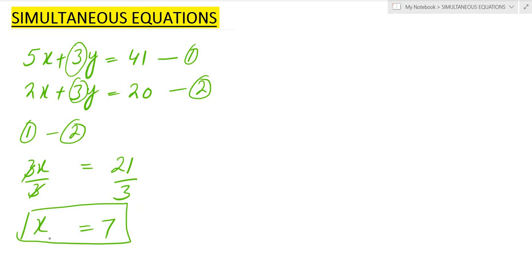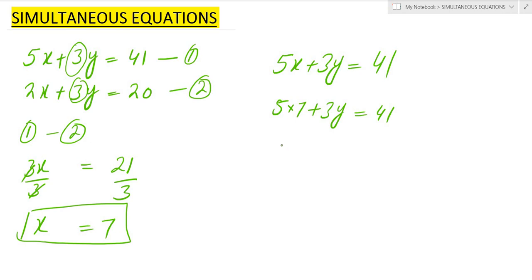To find y, we need to substitute x in one of the equations. So I'm going to choose the first one. I'm going to write down over here 5x plus 3y is equal to 41. So I'm going to substitute x is equal to 7, meaning replacing x by 7. So I'm going to do 5, this is x, times 7 because x is 7, plus 3y is equal to 41. Now 5 times 7 is equal to 35, plus 3y is equal to 41.